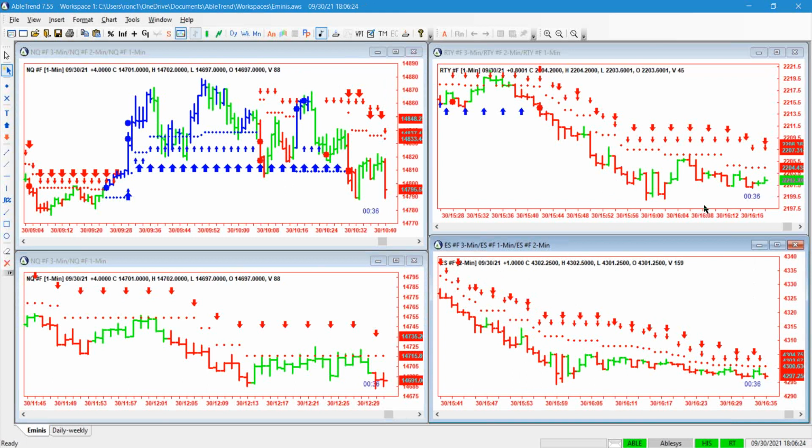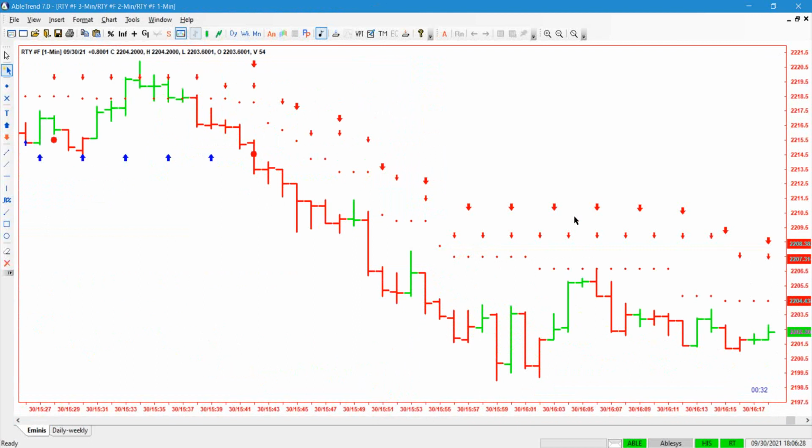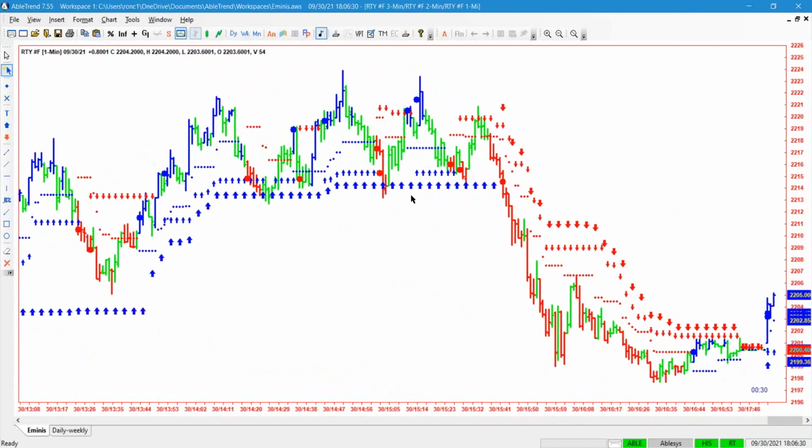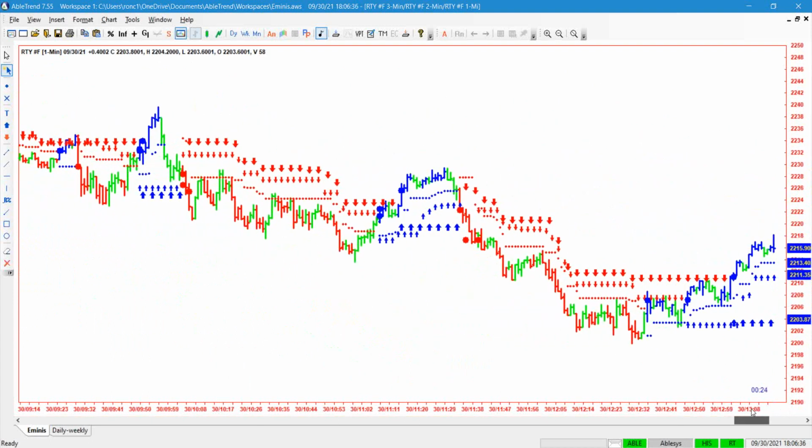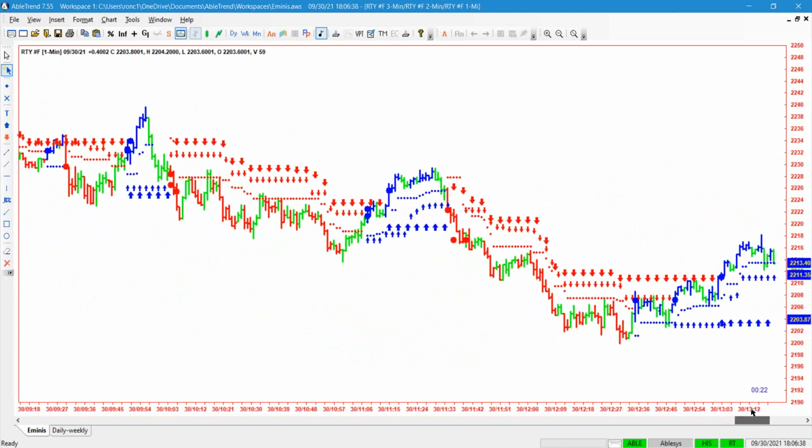Now, if you like a little shorter, a little slower time frame, the Russell has been fantastic. Now, choppy day today, but I'm not talking about just one day, although there were some great moves in the Russell today. The Russell has just been absolutely on fire as far as profitability using AbleTrend. And it's been about 2 months now. We've had just a couple of losing days in 2 months. That's how good the Russell's been.